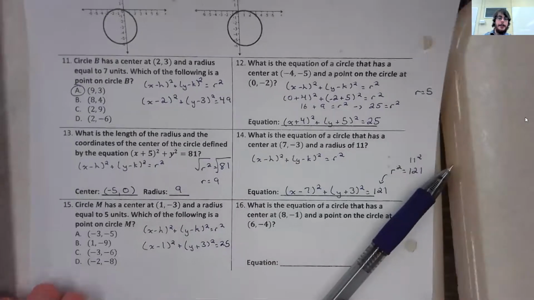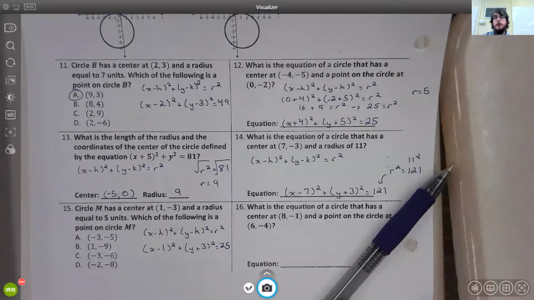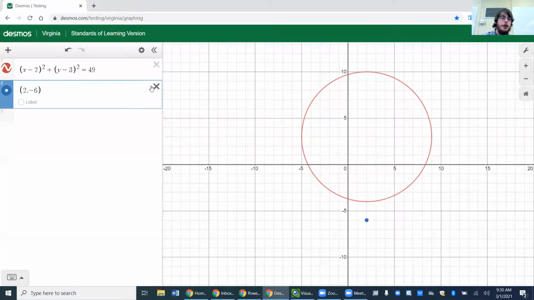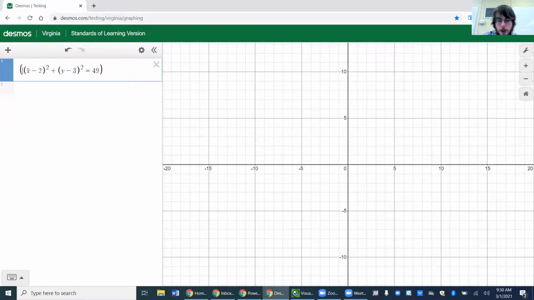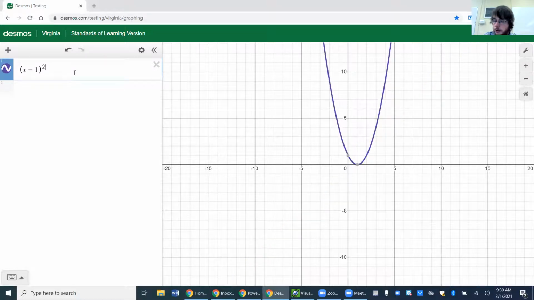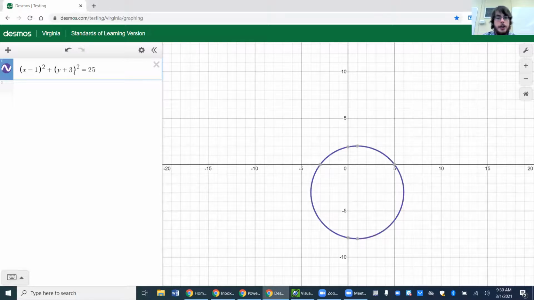So now we plug that into Desmos. If you want, you can plug the points into the equation. I do it that way on the key, but that's up to you. x minus 1 squared plus y plus 3 squared is equal to 25. Okay. And now we just plug in our points.